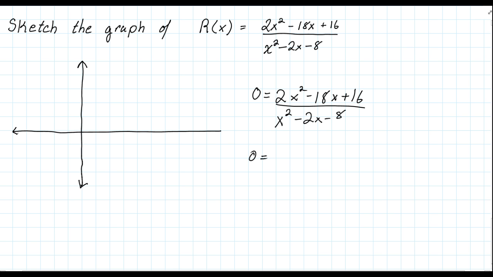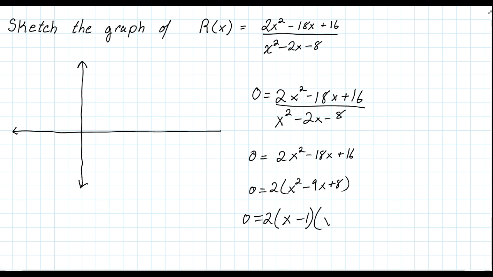And whenever a rational function is equal to 0, that means the numerator is equal to 0. Whenever any fraction is equal to 0, it means the numerator is equal to 0. And then we can go ahead and factor out a 2. So we end up with 2 times x squared minus 9x plus 8. And that factors as 2 times x minus 1 times x minus 8. So we have two x-intercepts, x equals 1 and x equals 8. Let's go ahead and plot those. 2, 3, 4, 5, 6, 7, 8.